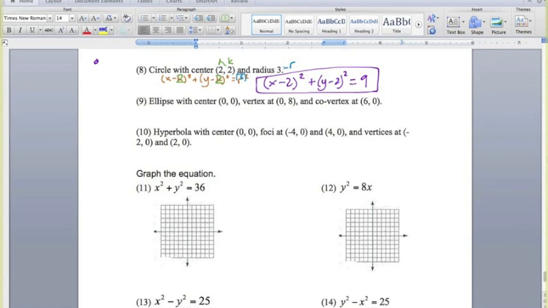For the next one with an ellipse, I'm going to go ahead and plot the points. So we have our center at 0, 0. That's going to be our h and k. I have a vertex over 0 up 8, which means it's symmetrical. I must have one down at negative 8 as well. And I need a covertex over 6. Means I must have one symmetrically back at negative 6 as well. This is an ellipse, so we connect it around.